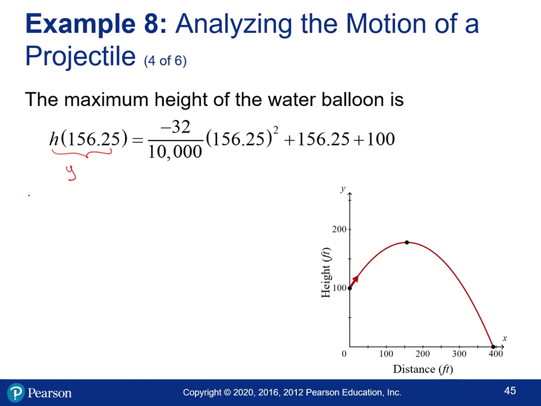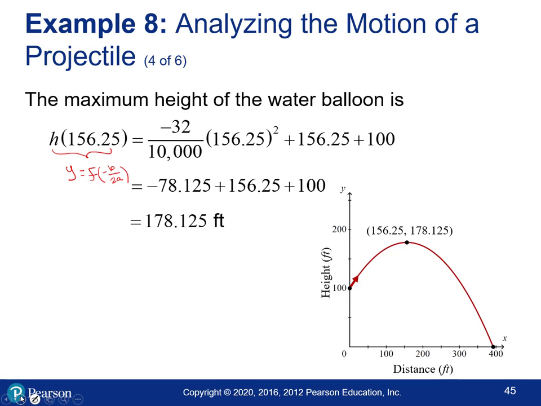Let me put what this equals from what we knew before. This is exactly f of negative b over 2a, our vertex formula for the y coordinate. We found the x value, and we plug it into our function to get the y value. So this used to be x, we plugged it in here and here, and then simplify, and you'll get 178.125 feet. So the maximum height that the balloon reaches is about 178 feet.